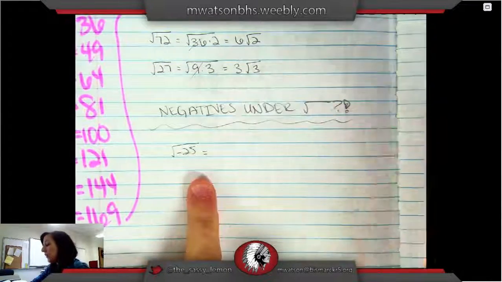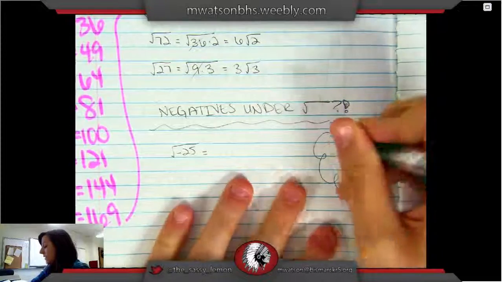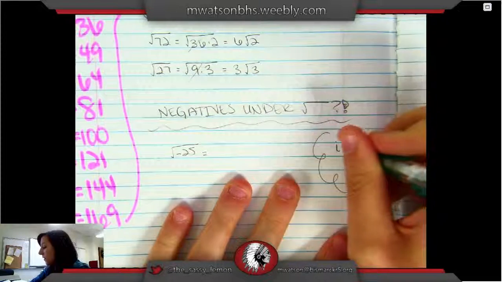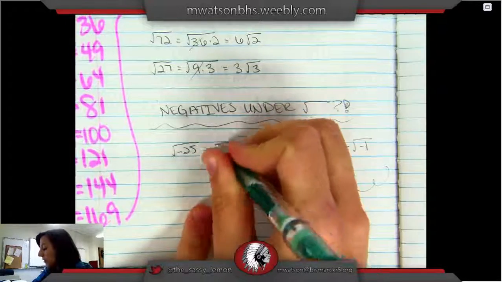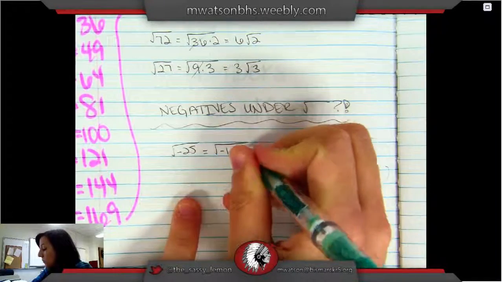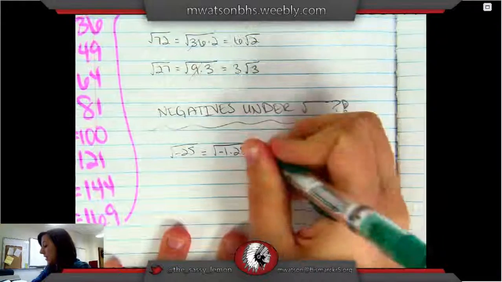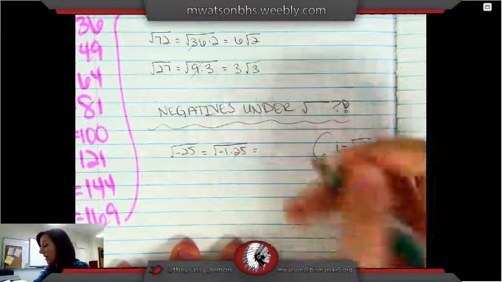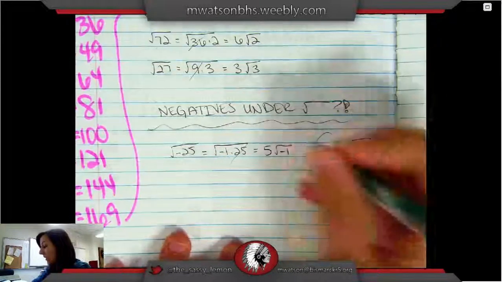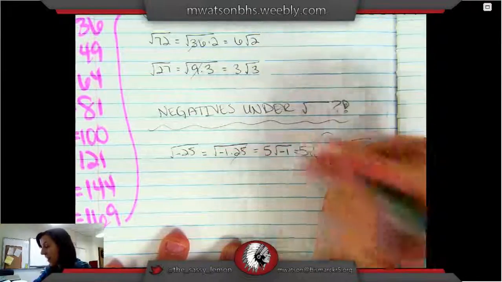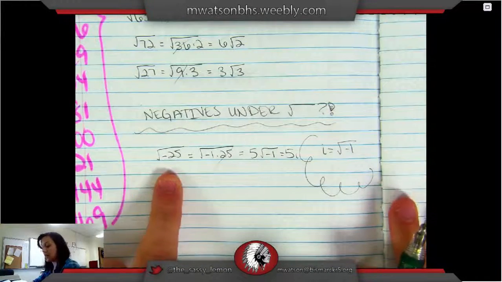Here's why. We learned before, put this in a thought bubble over here, that i equals the square root of negative 1. So what if we broke this apart into negative 1 times 25? And then we can do the square root of 25, that's 5. So now we have 5 times the square root of negative 1, or 5i. Voila! So we just took a square root of a negative number.